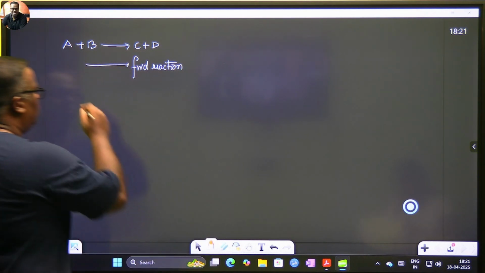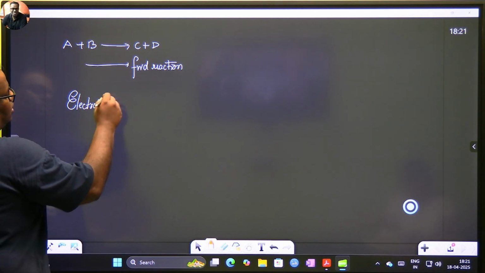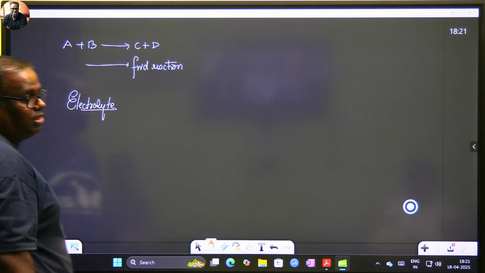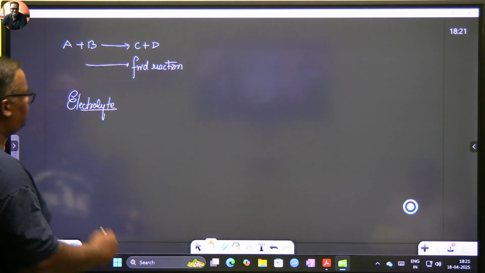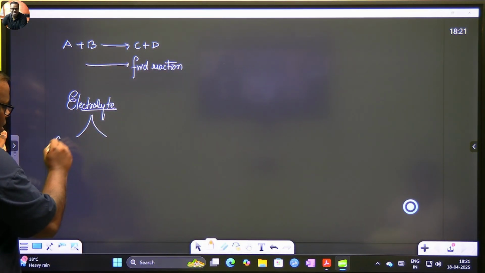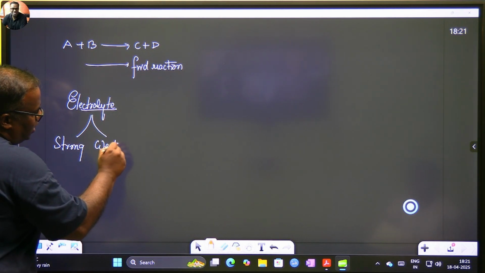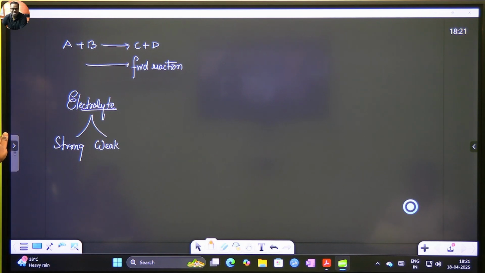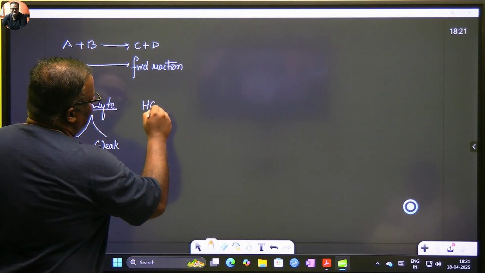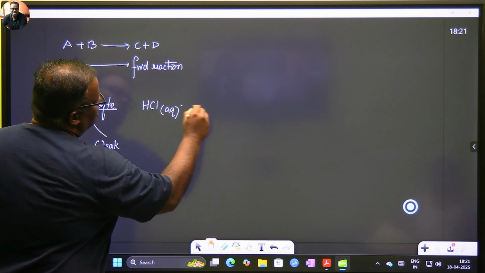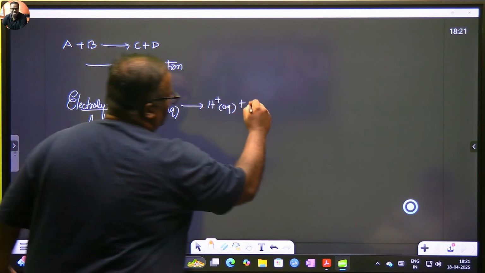Okay. Now we spoke about something called an electrolyte. What is an electrolyte? A liquid that conducts electricity is known as an electrolyte. So electrolytes are of two natures. One is a strong electrolyte, another is a weak electrolyte. Right? Now, anyone who gives up ions, so let's take an acid, HCl, in its aqueous form, dissociates to give me H plus ions and Cl minus ions.